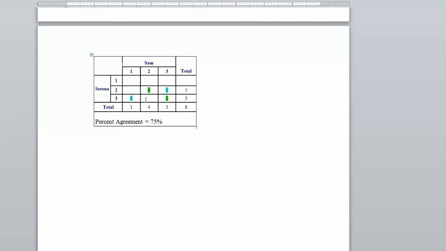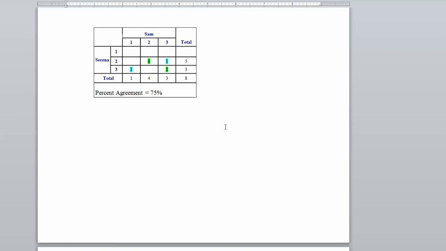So you'll see if we put both of them together, the ratings for the psychology department and the English department, we've got 4 times where they both agreed that there were ratings of 2. We've got 2 times where they both agreed there was a rating of 3, and then we've got these 2 where they have a disagreement. Again, in terms of percent agreement, we're looking at 75%.